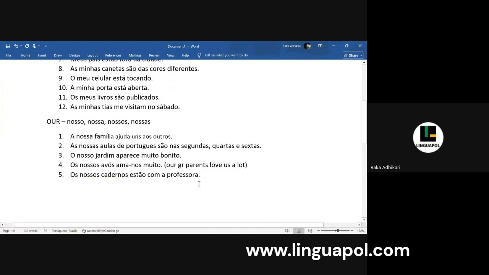Os nossos cadernos estão com a professora. Our notebooks are with the teacher. Os nossos cadernos. So cadernos, we can see it's a masculine and a plural word. So we are using the masculine plural possessive pronoun as well. Os nossos.